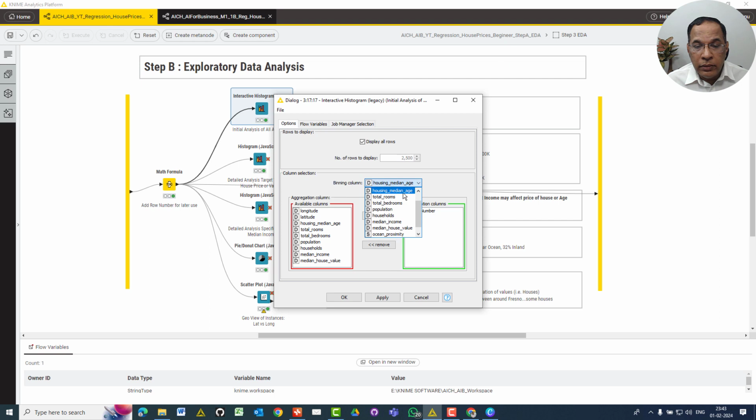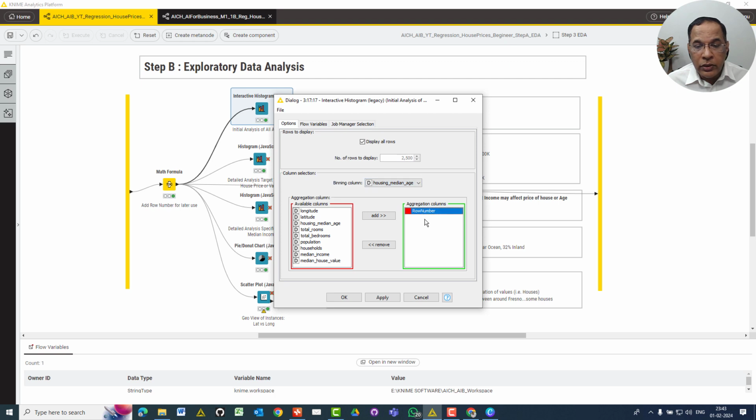So my binning variable is this. I'm starting with median age. I could start with any of these variables, and I can do that when I'm plotting the histogram. So just start with one. There is an interactive histogram where I can change this value. I will show you how we can do that. Just start with one of these variables.